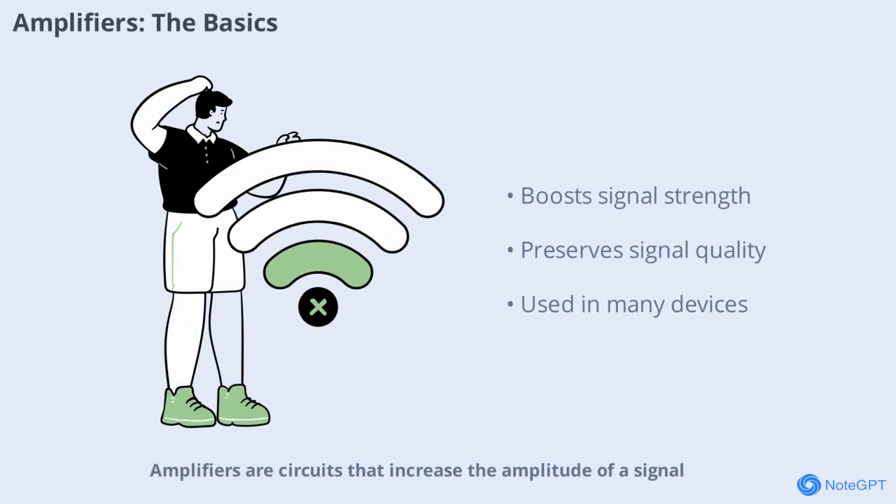Amplifiers are circuits that increase the amplitude of a signal, making weak signals strong enough for further processing or output. They are found in everything from radios and televisions to audio systems and medical devices. The basic function of an amplifier is to take a small input signal and produce a larger output signal, all while preserving the original information. Next, we'll look at the most common amplifier configurations and how they work.